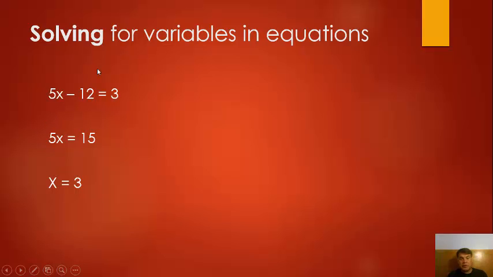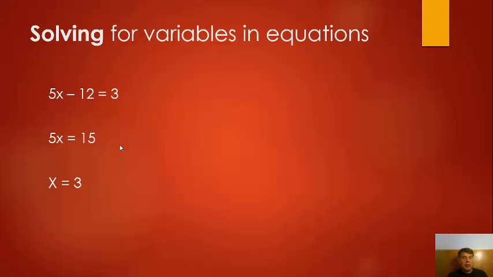If I add 12 to this side as well, which I have to do to keep it an equation, then 3 plus 12 equals 15. So now I have 5x on this side equaling 15 on this side. I've not really changed what's there. I've just altered its form.